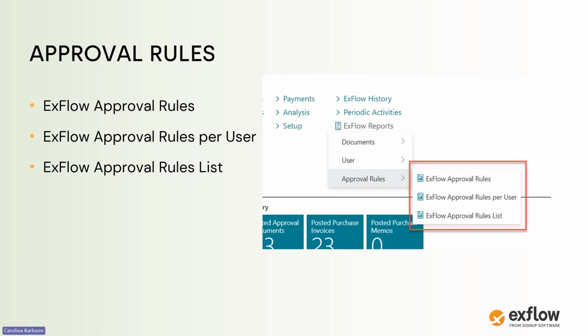And then we have ExFlow approval rules per user, where you can see which approval rules have users as a part of it. So you can also choose to see those that have acted as replacers, and you can specify it by date or range and so forth. And then we have ExFlow approval rules list, and that report lists only the currently active approval rules. So it provides you a quick overview of all the approval rules that are currently in place and active.